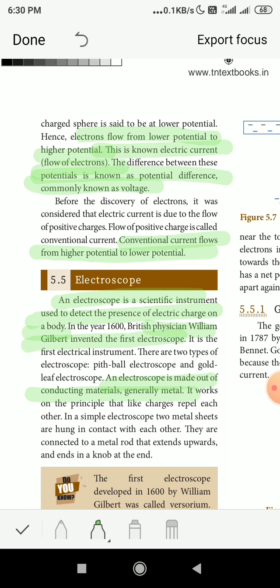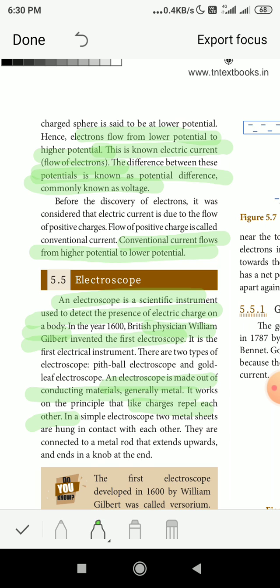It works on the principle that like charges repel each other and unlike charges attract. That means positive and negative will attract, and like charges, two positive or two negative, will repel.